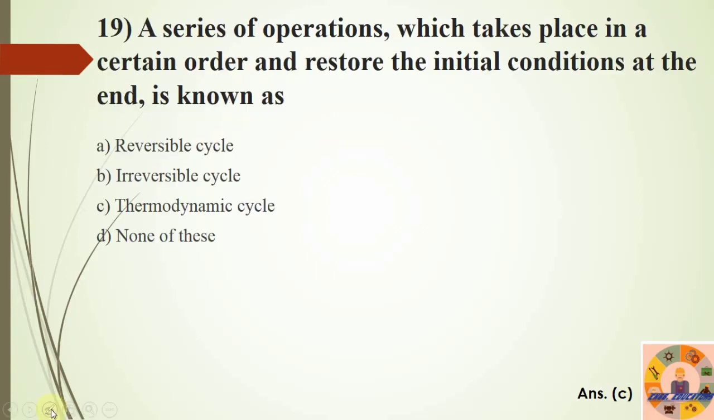Next question is a series of operations which takes place in a certain order and restore the initial conditions at the end is known as option A reversible cycle, option B irreversible cycle, option C thermodynamic cycle, and option D none of these. The right answer for this question will be option C thermodynamic cycle, because the reversible cycle composes of reversible processes, that is a process that can be reversed without leaving any trace on the surrounding, and irreversible cycle composed of irreversible processes that are not reversible. The thermodynamic cycle is defined as a sequence of processes that begins and ends at the same state. So the right answer of this question is option C.